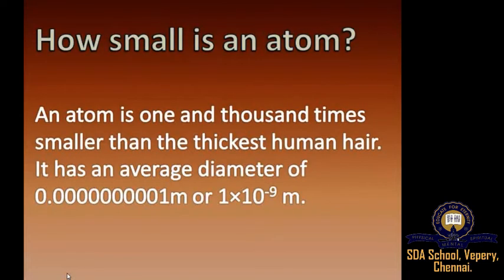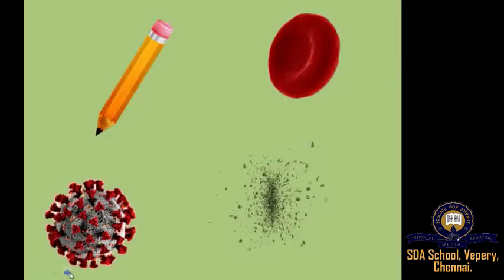How small is an atom? An atom is 1,000 times smaller than the thickest human hair. It has an average diameter of 0.000000001 meter, or it can be written as 1 into 10 raised to the power minus 9 meter.